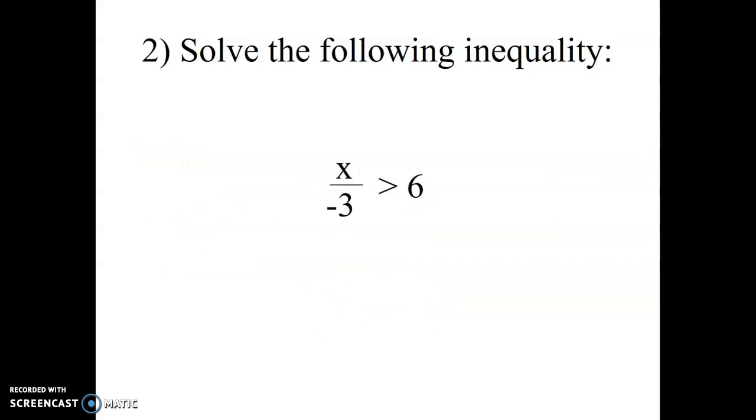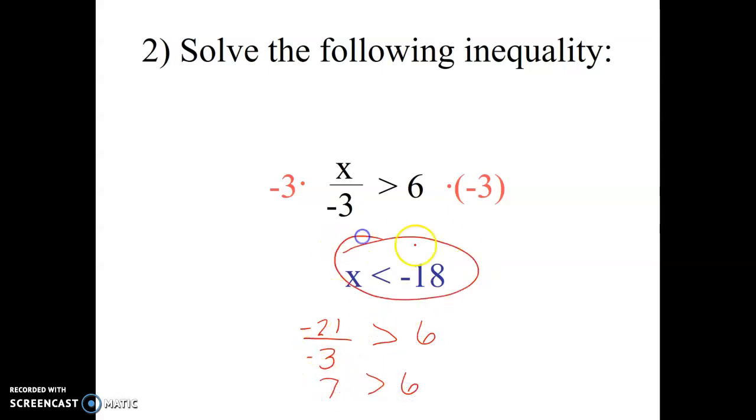Let's try another. I have division, so I'm going to multiply both sides by -3. That gives me x is less than -18 because I'm going to flip the inequality. As soon as I take that negative sign and multiply or divide by it, I need to flip my inequality. Now let's check it. x has to be less than -18. So let's pick a number less than -18. How about -21? -21 divided by -3 should be greater than 6. Well, what's -21 divided by -3? That's 7, which is greater than 6. So I know my inequality is correct.